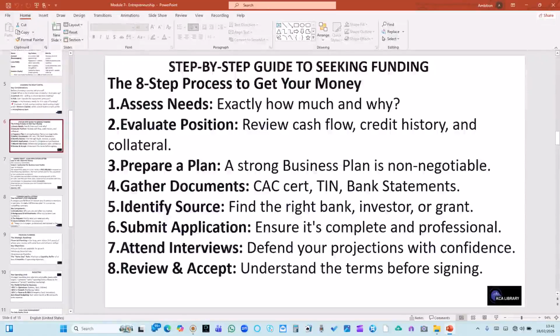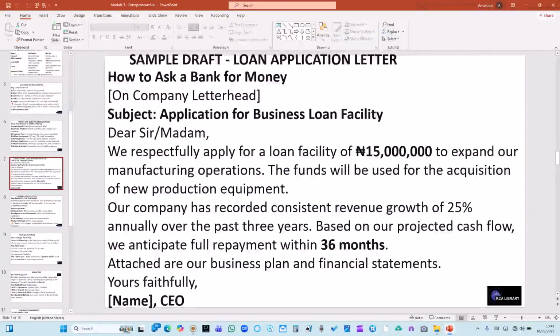Number 5 stage is you now identify your source. Find the right bank, investors, or the grant. Then number 6 stage, you now submit your application. Ensure it is complete and professional. Then number 7 stage is attend your interview. Defend your projection with a high degree of confidence. Then number 8, you now review and accept. Understand the terms and conditions binding the source of loan.